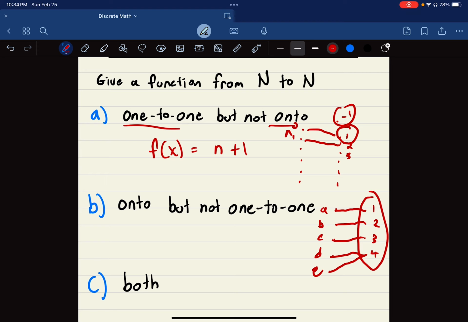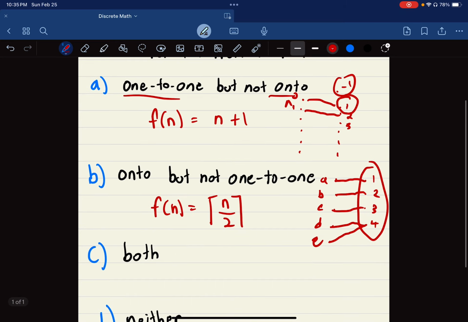And so, if you want a function that is onto but not one-to-one, what we can use is n divided by 2 and take the ceiling of that. So f(n) equals the ceiling of n divided by 2. Why is this onto but not one-to-one? Well, think about it logically.